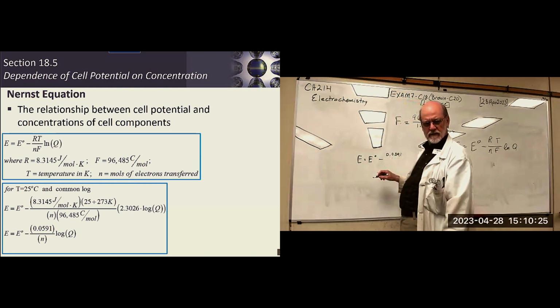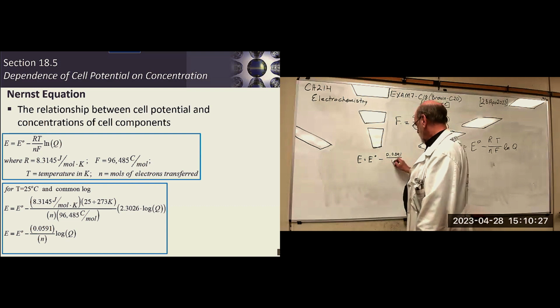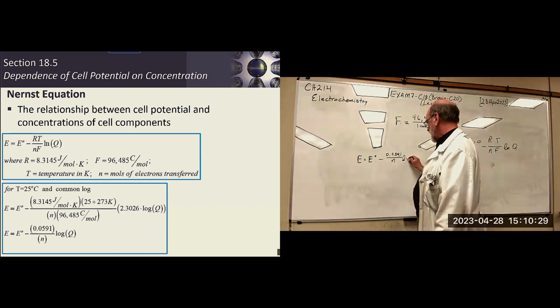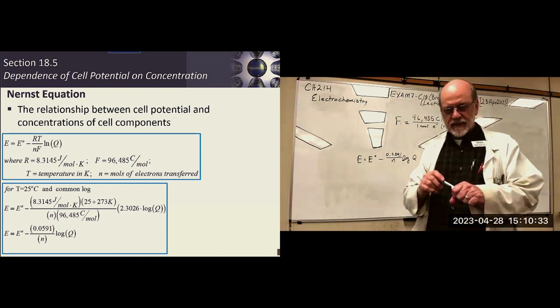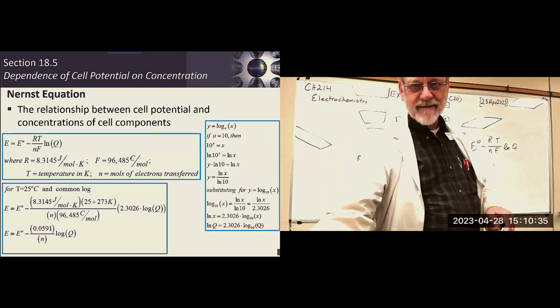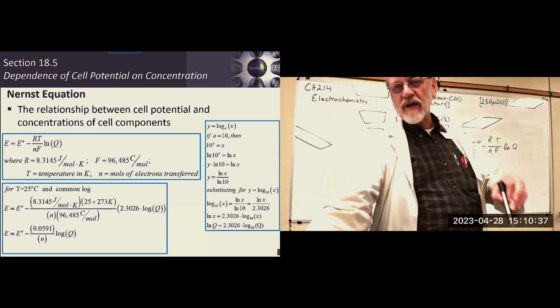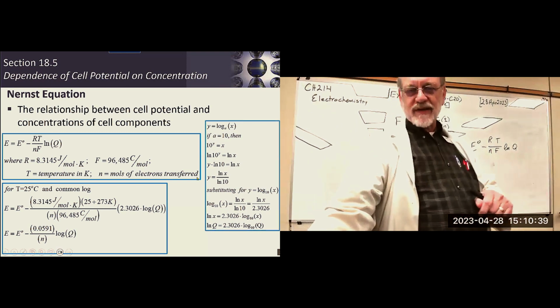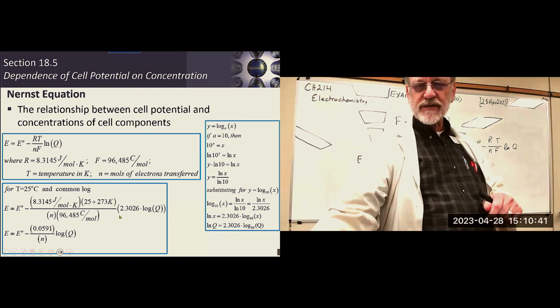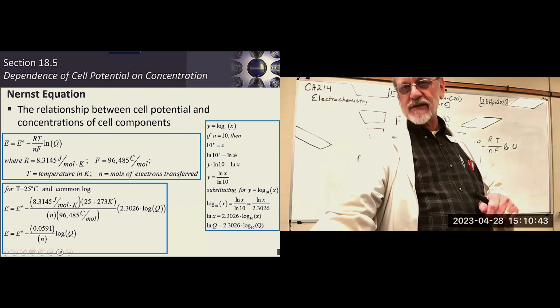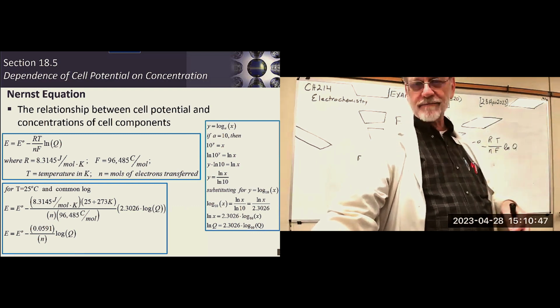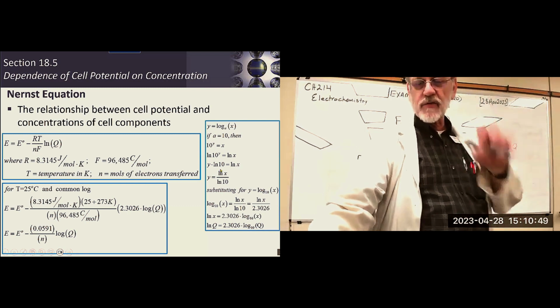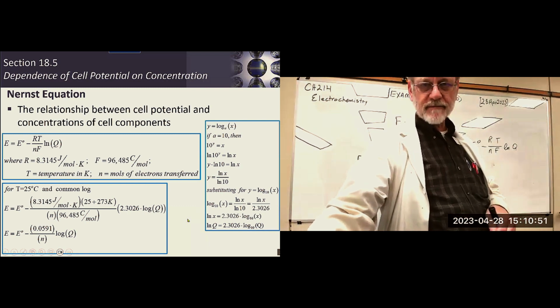I think that's right, 0.0591, over moles of electrons moved, and then the common log of Q. Okay. And that little box just proves that this 2.3026 is correct. This converts natural log to common log. You don't have to memorize that. I just threw that in there for giggles.